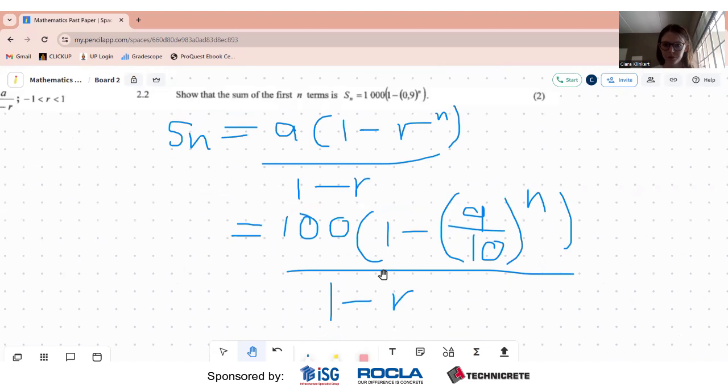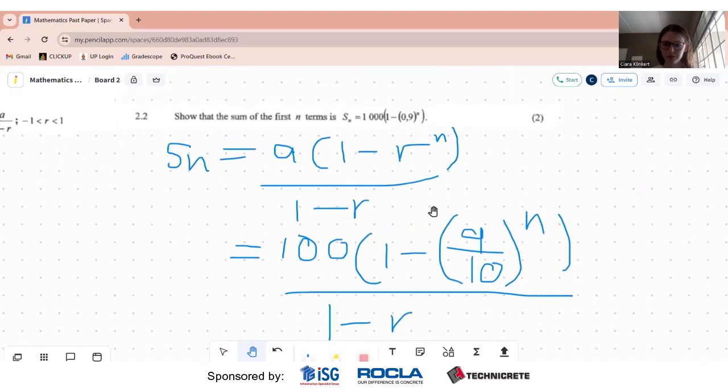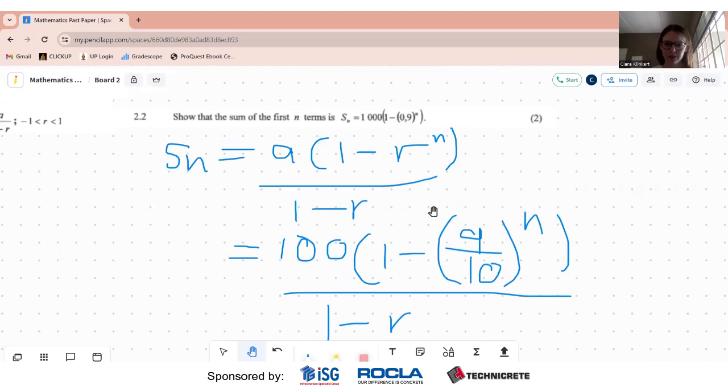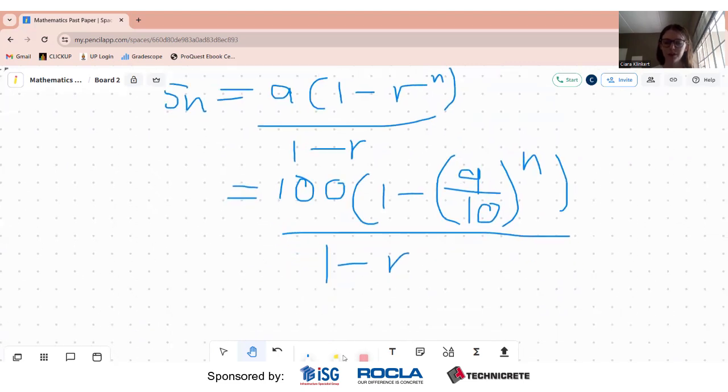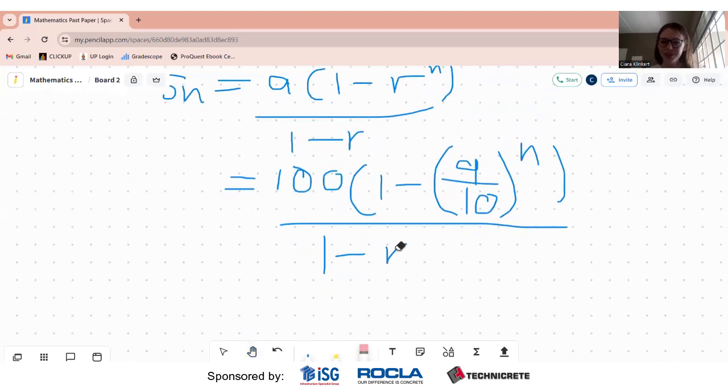Now, why have they got it as 1,000? I think that must be it. Oh, because they simplify here. Sorry. Bit of a blonde moment. And I also should have filled in r as 9 over 10.